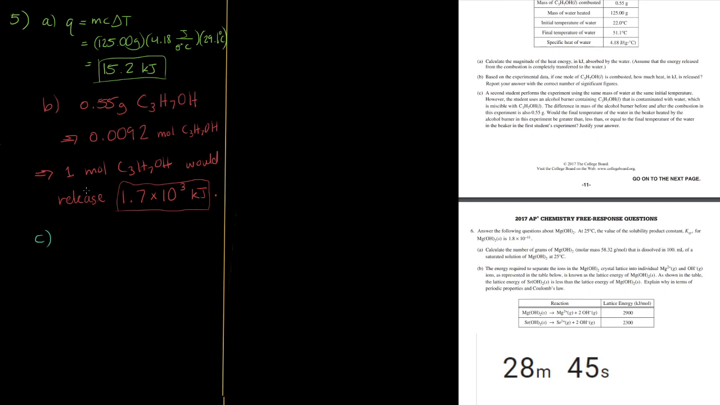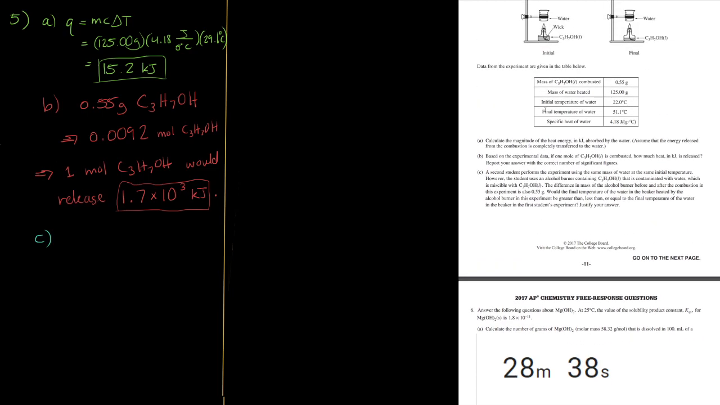Part C. A second student performed the experiment using the same mass of water at the same initial temperature. Why don't I scroll up a little bit? The same mass of water at the same initial temperature. So again, 125 grams at 22 Celsius. However, the student uses an alcohol burner containing this reactant, but it's contaminated with water, which is miscible. And remember that miscible means that it can form a solution at any concentration.